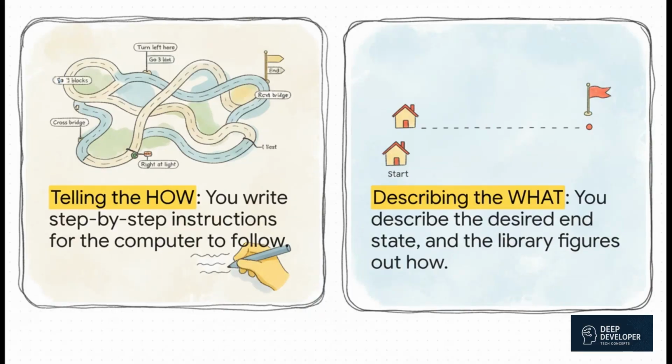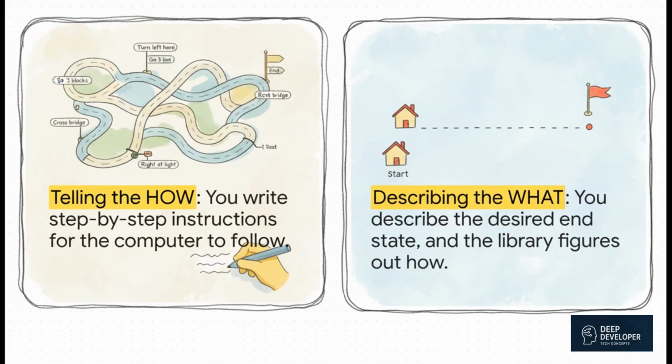This slide lays it out perfectly. You've got these two worlds, right? On the left, there's imperative programming. Think of this like you're giving someone turn-by-turn GPS directions. Turn left here, go 500 feet, merge right. You're controlling every single step.